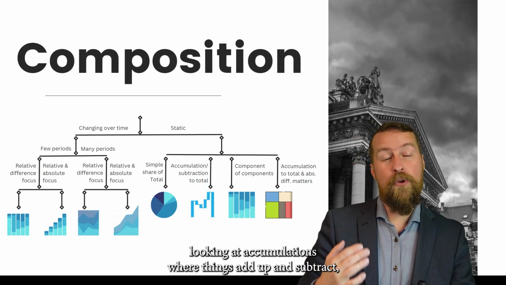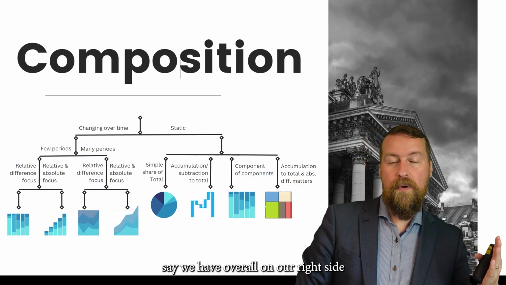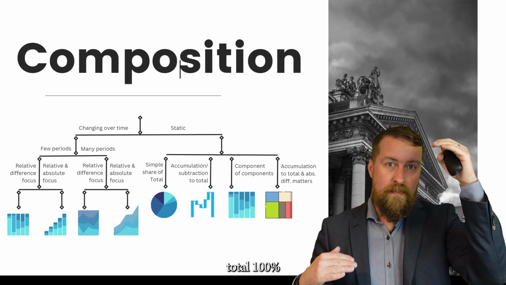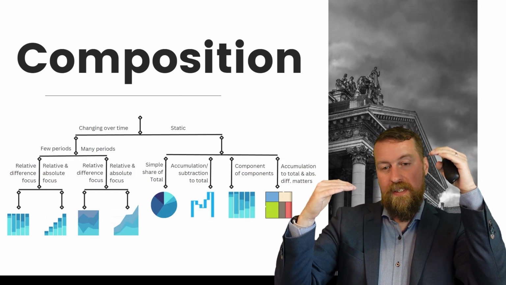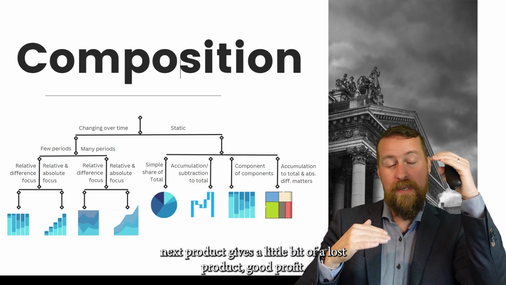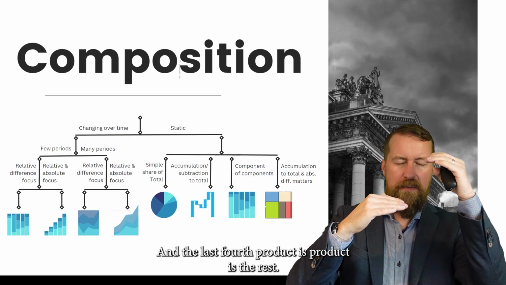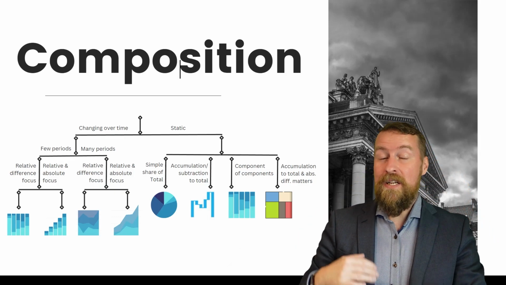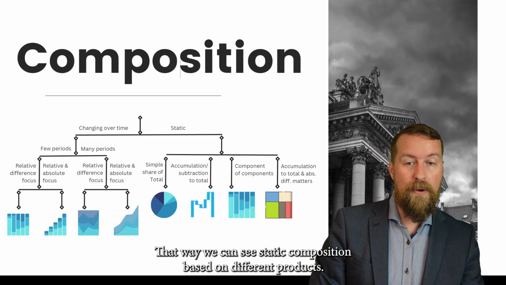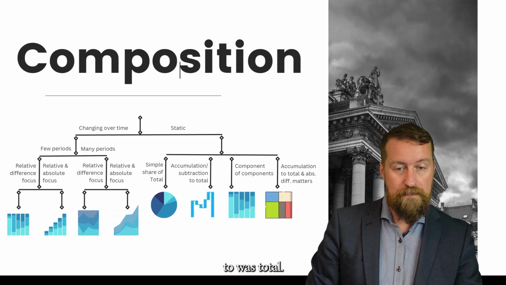If we're then looking at accumulations, where things add up and subtract, say we have over on our right side the total 100%. Our first product gives that much profit, the second product gives a little bit of loss, the next product gives a little bit of a loss, third product good profit, and the last fifth product gives the rest. In that way we can see a static composition based on different products. So we have an accumulation / subtractions towards a total.